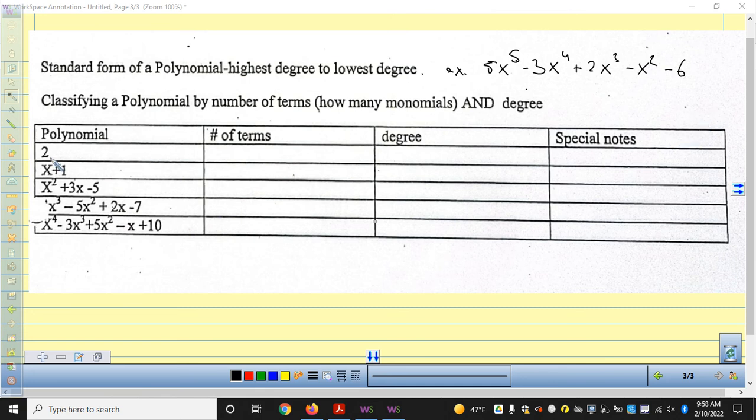All right, so here's a polynomial. Our polynomial is the number 2. We're going to fill in this chart. How many terms do we have? 1 term. What's the degree? 0. Special notes? No special notes here. Oh, I could say this is a monomial because it's 1 term.